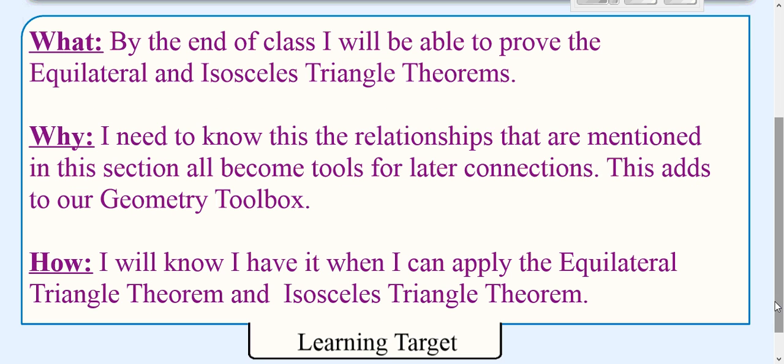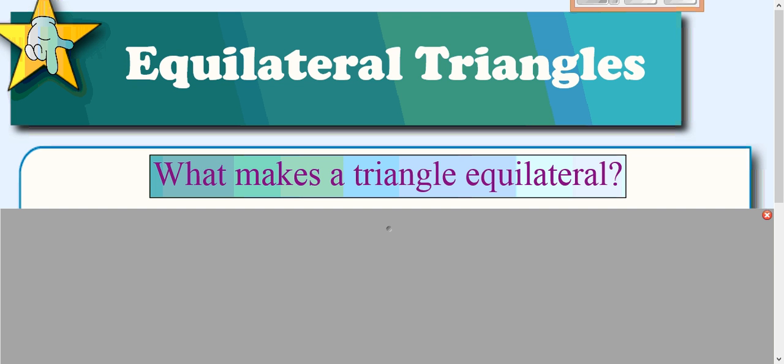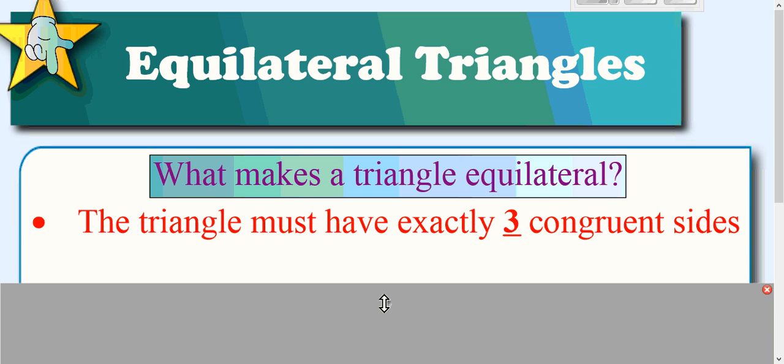And then you have it when you can apply the equilateral triangle theorem or the isosceles triangle theorem, which we'll get to in just a moment. So first, let's look at equilateral. Equilateral triangles are all equal. That's why they're equilateral triangles. All three sides are congruent. They're all the exact same length.